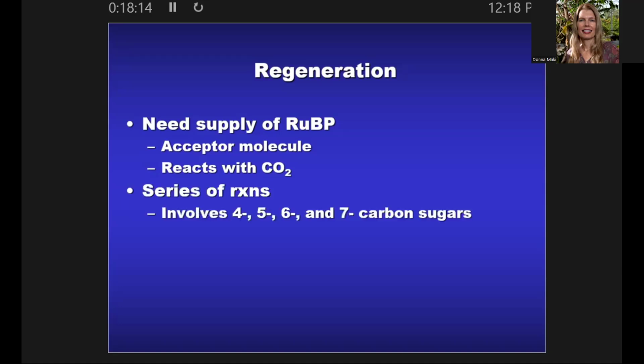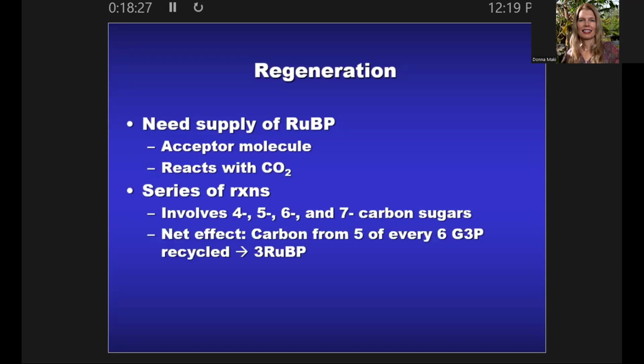So when you look at this last phase, it's a series of reactions. There's molecules that are 4, 5, 6, and 7 carbons long. And basically, if you look at it in a nutshell, what they're doing in this part of the reaction is that you have carbon from 5 of every 6 G3P molecules being used to make 3 molecules of RUBP. So basically what that's saying is most of the G3P needs to get recycled and regenerated so that you can get the RUBP up and running.